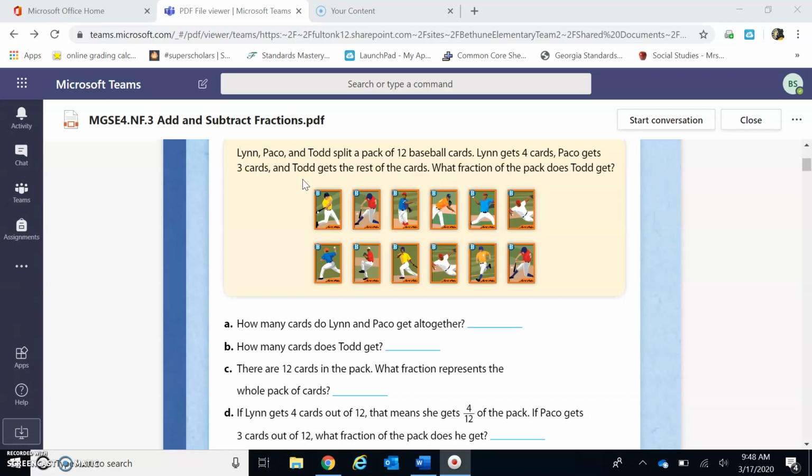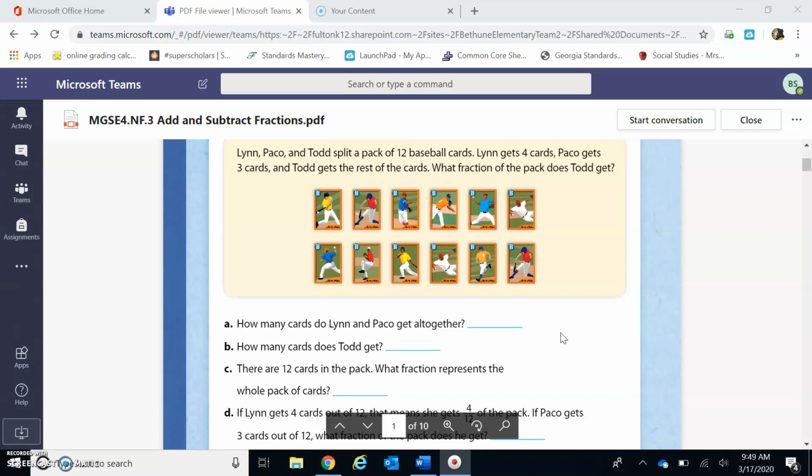All right, let's get into our lesson. It says, how many cards do Lynn and Paco get all together? So we know that Lynn gets 4 cards, Paco gets 3. That lets us know that they get a total of 7 cards all together. Let's take a look at B. How many cards does Todd get? Okay, hold on. We got to figure that out.